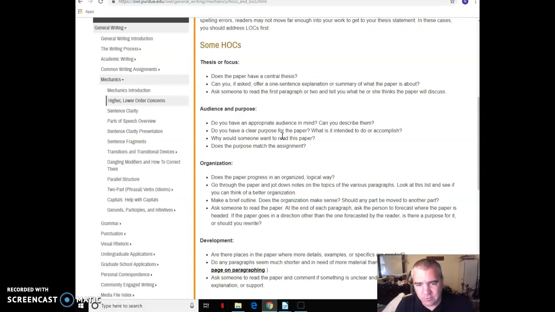Here's a great question, and it's under audience. Why would someone want to read this paper? Why would somebody want to read your paper outside of the class, outside of the teacher and the assignment? What would really make somebody pick this paper up and read it? I think that's a great question, and it can help you dive deeper into having your own passion and purpose for the given assignment.